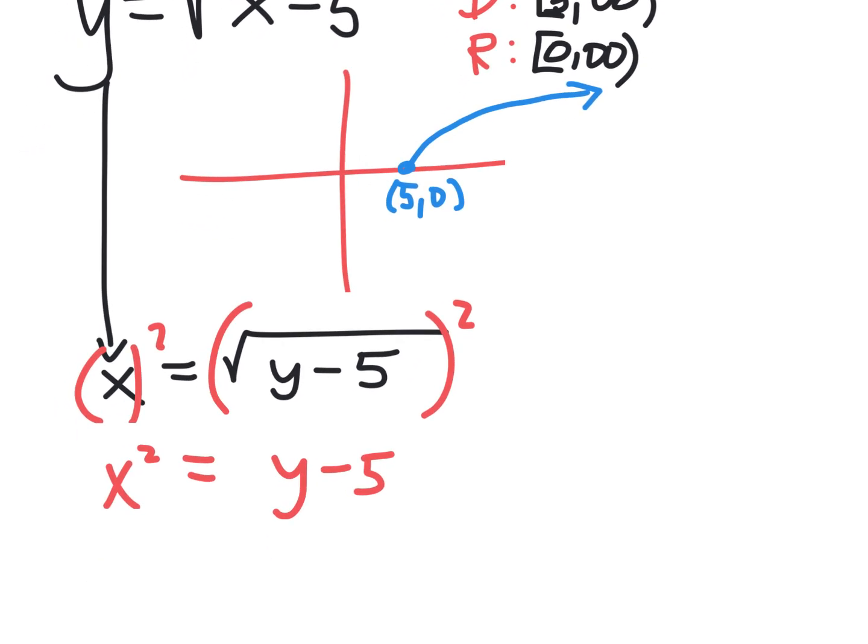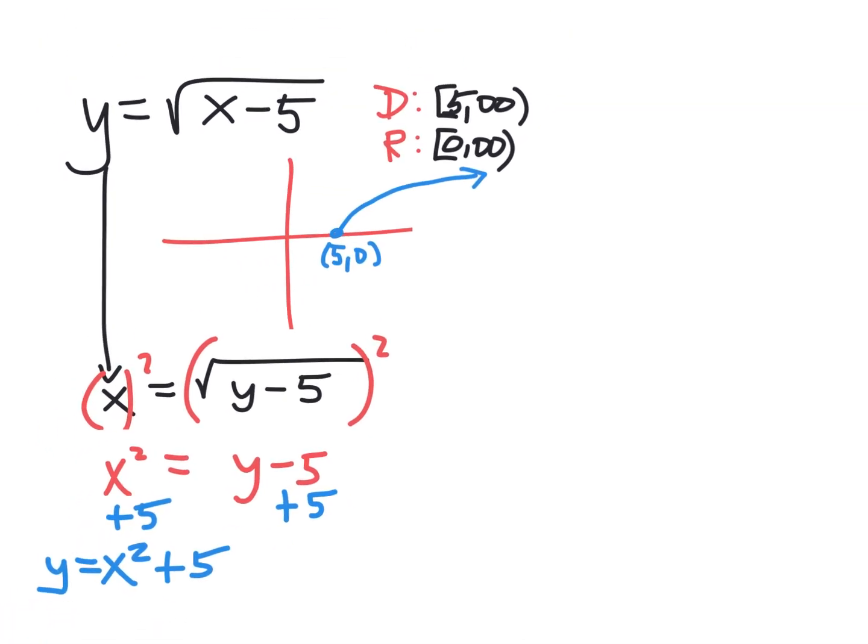Final step to get y alone. Plus 5. Yes. x squared plus 5. And I like to put the y on the left, but you don't have to. You could have just said equals y and it would have been okay.